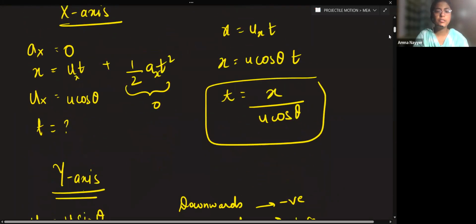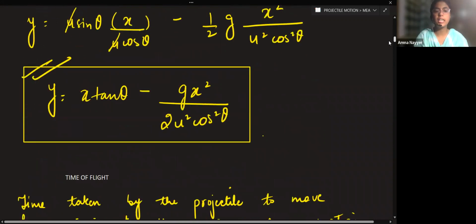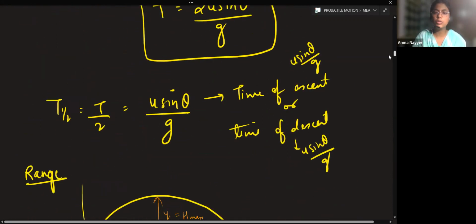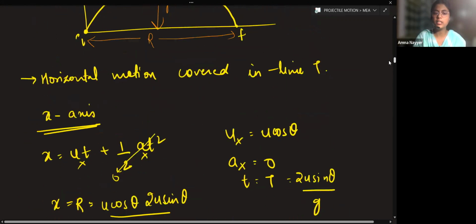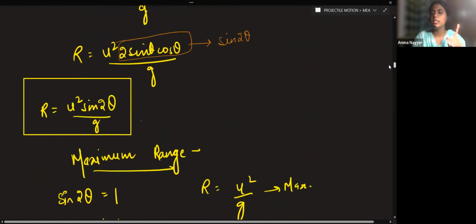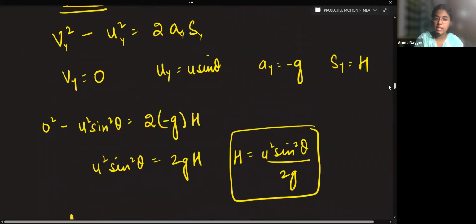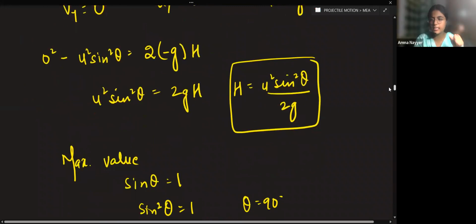So the equation of trajectory was y equals x tan theta minus g x square divided by 2 u square cos square theta. Then the time of flight was 2 u sine theta divided by g. Range of motion is u square sine 2 theta divided by g. The formula of height is u square sine square theta divided by 2g.